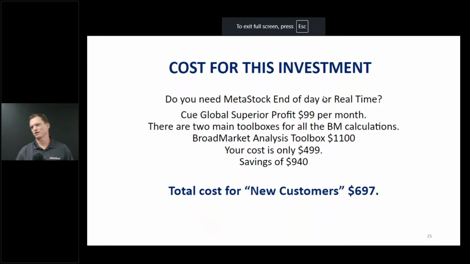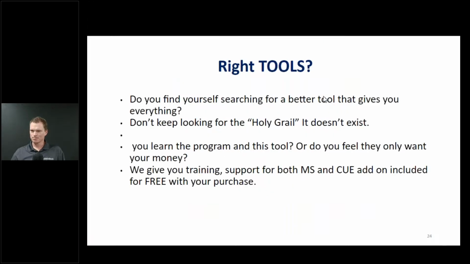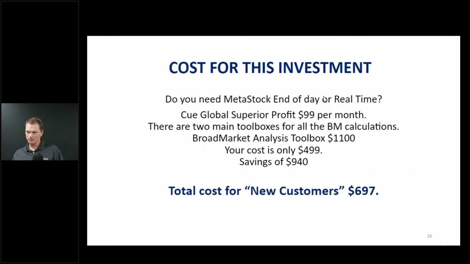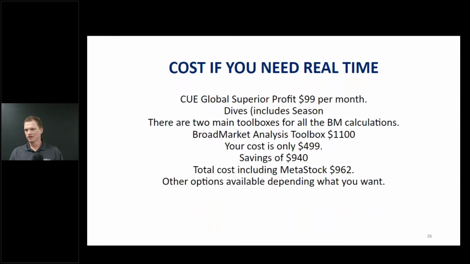Because nobody saw this part. I wanted to go over again really quick: here's the cost for the investment of Q Global MetaStock and all of the broad market analysis. You've got a savings of over $900, cost to you only $697. This includes MetaStock end of day. There are cheaper options, so definitely give me a call and we can talk about what you really want. Then I can go over the details there.